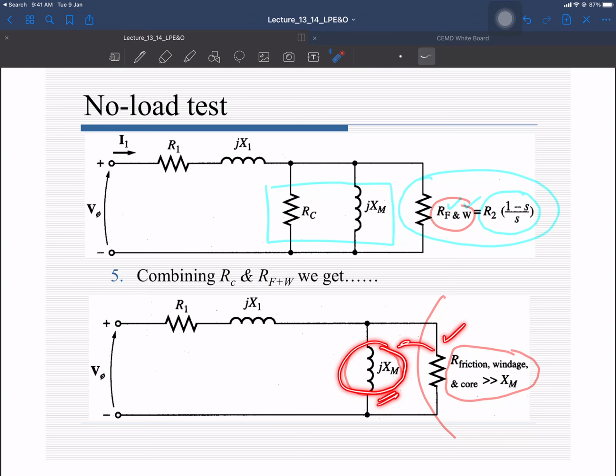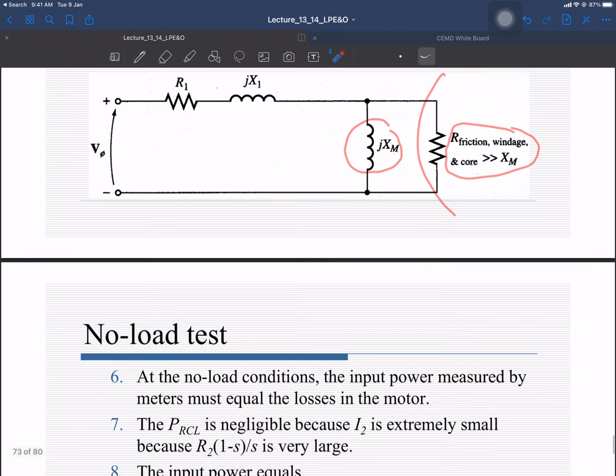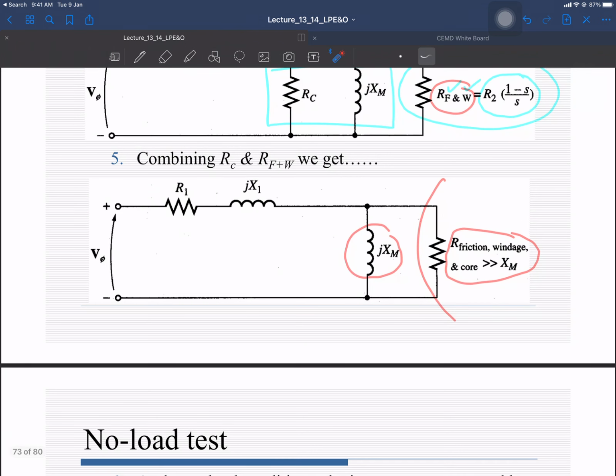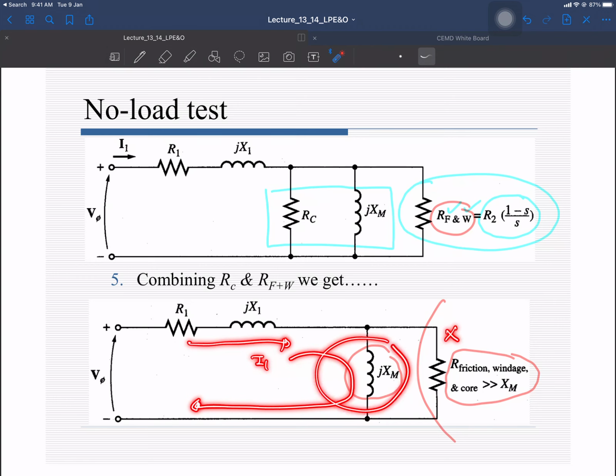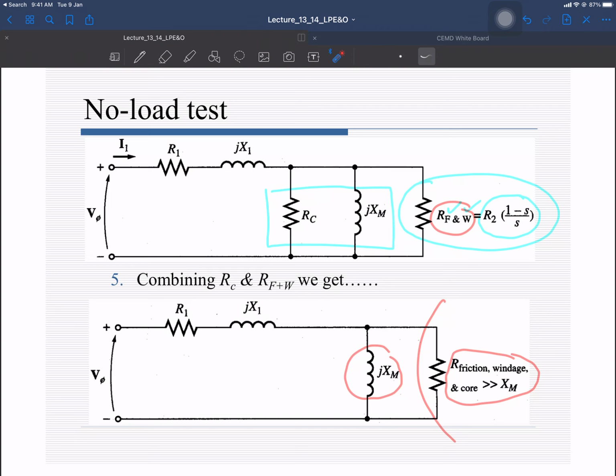So what will be their parallel combination? You have very high resistance in parallel with the jXm, so you can even ignore this part, and you can say at this point you have only this part of the circuit available, right? So you can make an approximation, and if you neglect that one, the whole of the current that is there at the stator is going to pass in this loop, and from there you can look at the estimation of Xm.